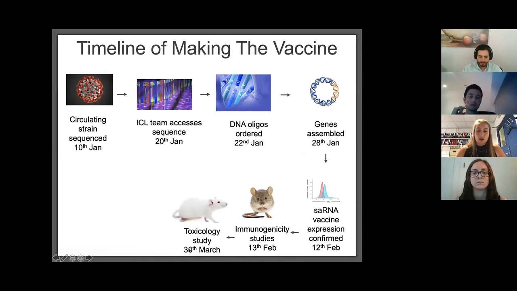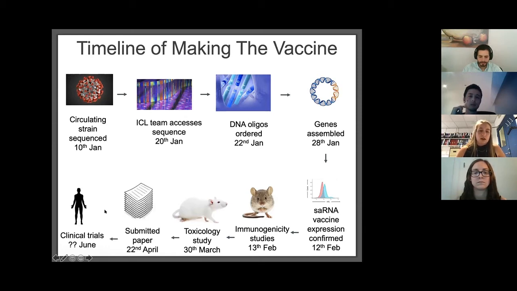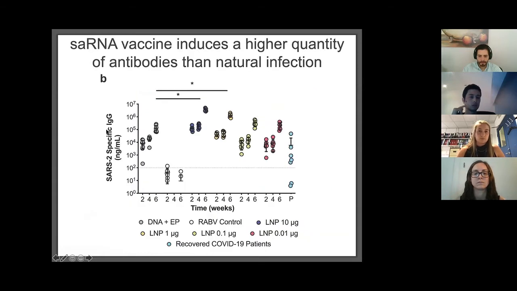And we started our toxicology study on the 30th of March, submitted our paper on the 22nd of April, and now are starting our clinical trials on the 15th of June. So that's coming up really quick. A lot of development obviously has gone into this, but it's just such a rapid way to respond to an outbreak. So within about 5 months, we actually had the formulation and everything ready to go. So I guess the real question is, is the vaccine working, right?